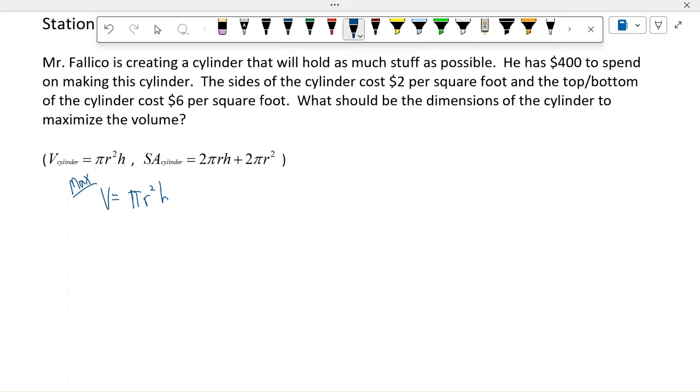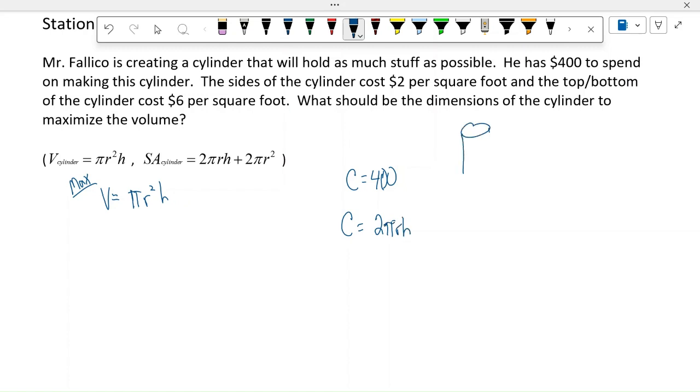The other thing we have is the constraint. We're looking at the cost as $400. So I know that the cost has to be equal to $400. If I want to maximize the size, I'm going to use all 400 of the dollars. The cost is going to be the area times the cost per square foot. So 2 pi r h, this is considered the lateral area.